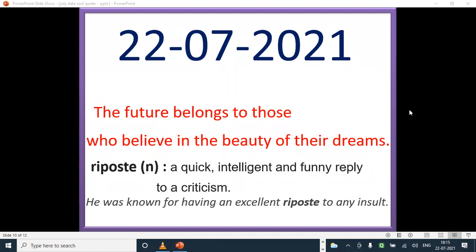Today's word is riposte, a quick, intelligent, and funny reply to a criticism. He was known for having an excellent riposte to any insult.